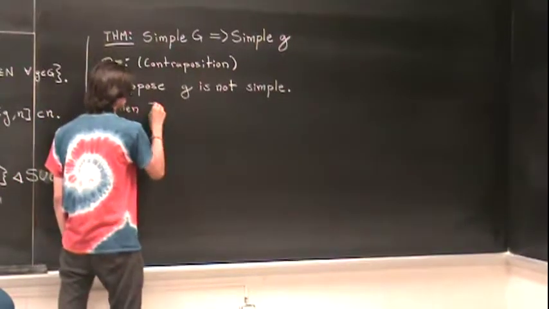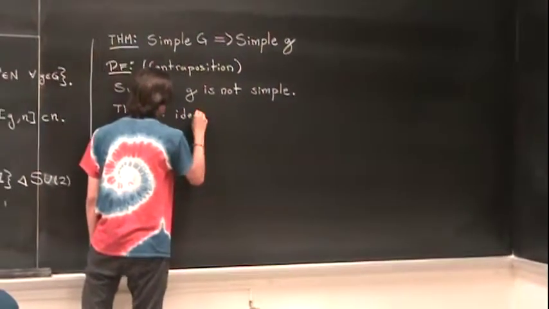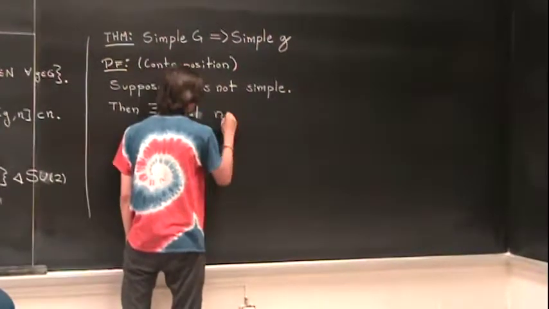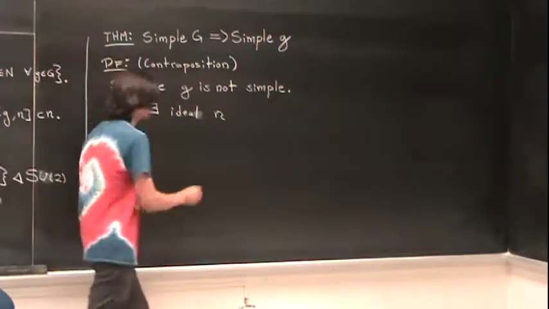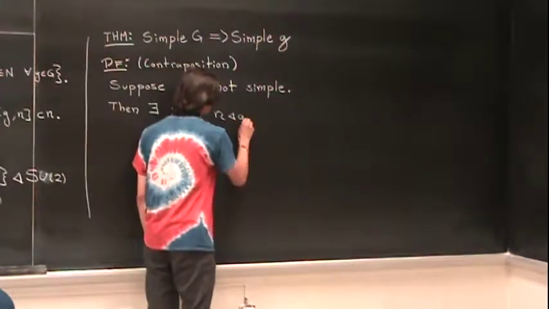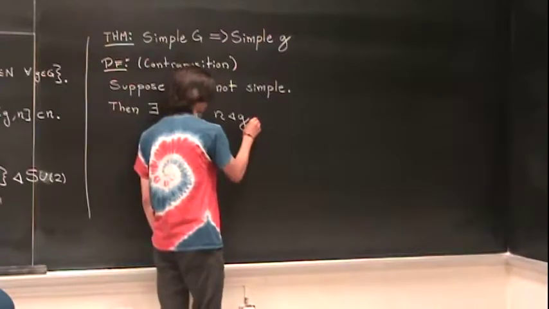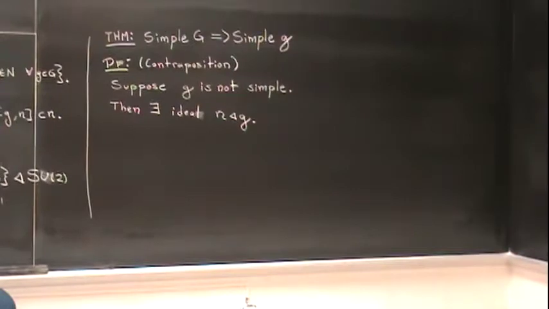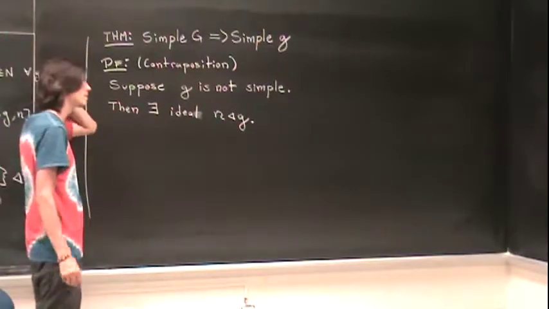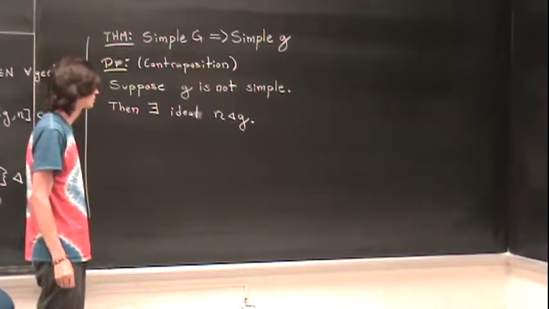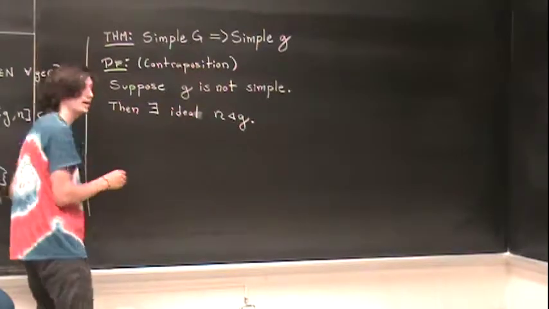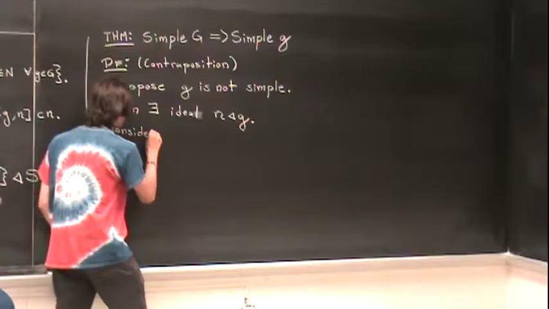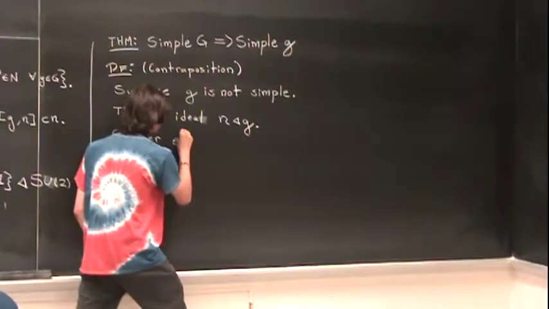Then there exists an ideal subalgebra that we call N, which is an ideal subalgebra of G. So now consider the group e to the little n.